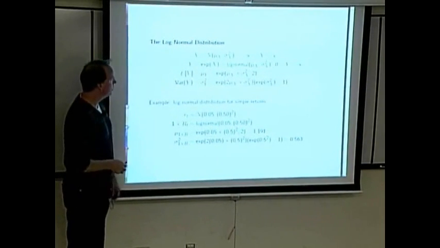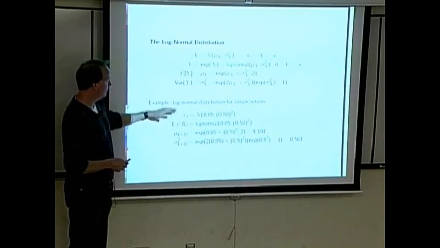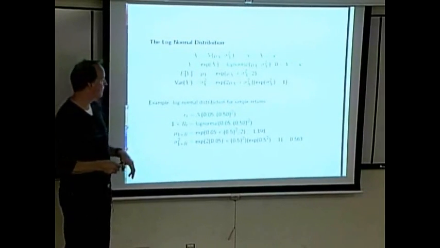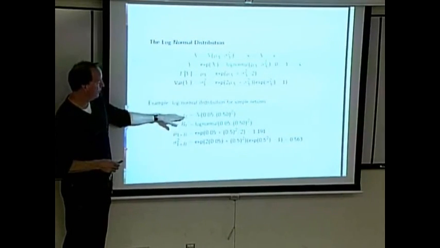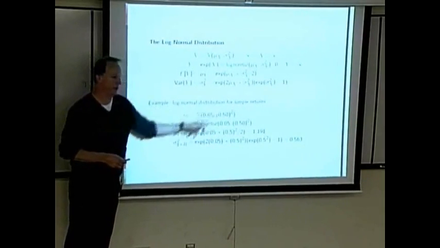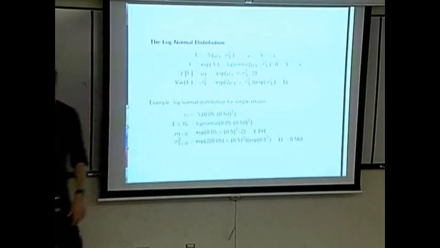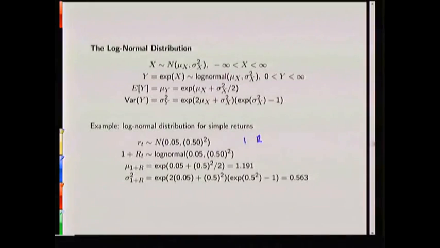So let's look a little bit at the relationship between the normal distribution and the log normal distribution in the context of returns. So we'll start with the assumption that the continuously compounded return follows a normal distribution with mean 5% and standard deviation 50%. Now, we know that 1 plus the simple return is equal to e to the RT, right?